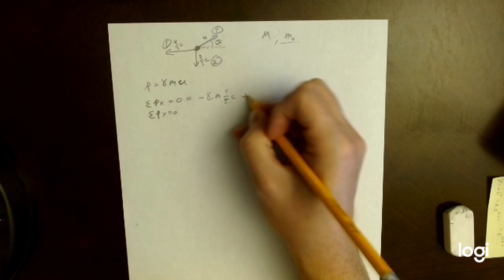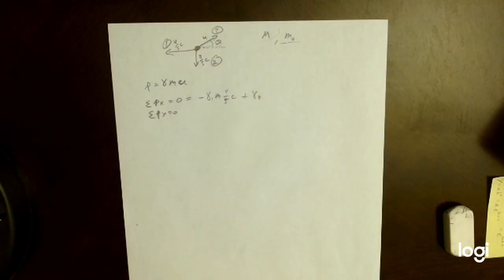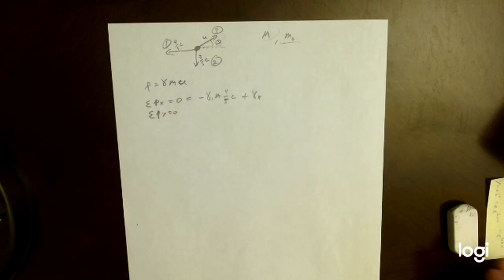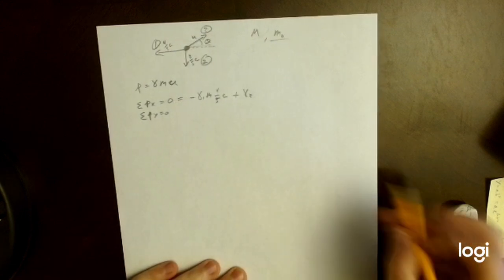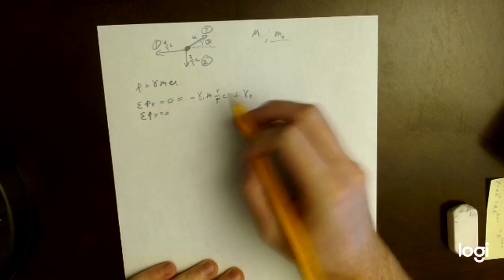And then we'll add to that gamma 3. Sorry, wait for that 1 second. Okay, I answered the door, and the dog has calmed down. Okay, where were we? We were writing out the x momentum here.